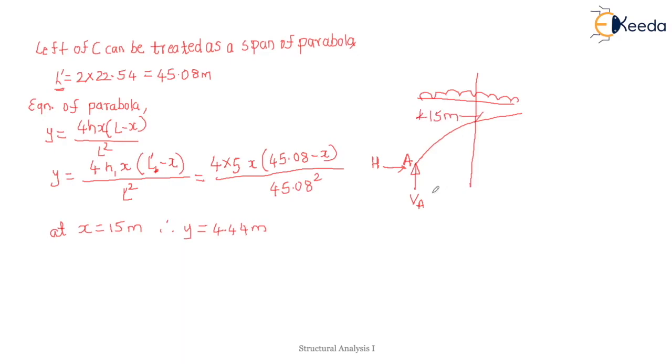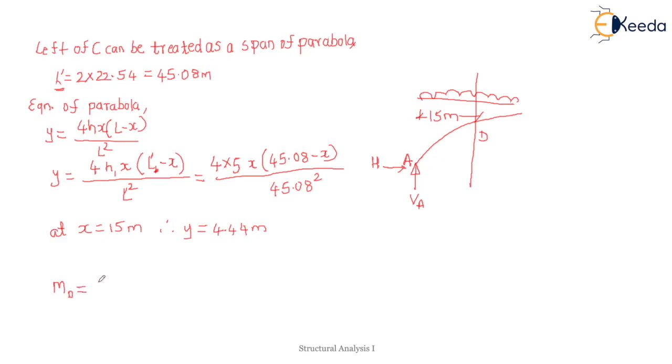So what are the forces available? We have VA, we have H, and then we have the UDL which is acting only up to 15 meters. So how will our equation be? The moment at the section, that section we have named D. So let us write the moment at section D.